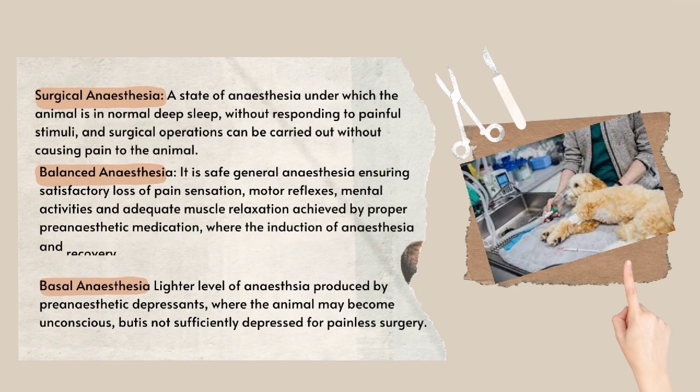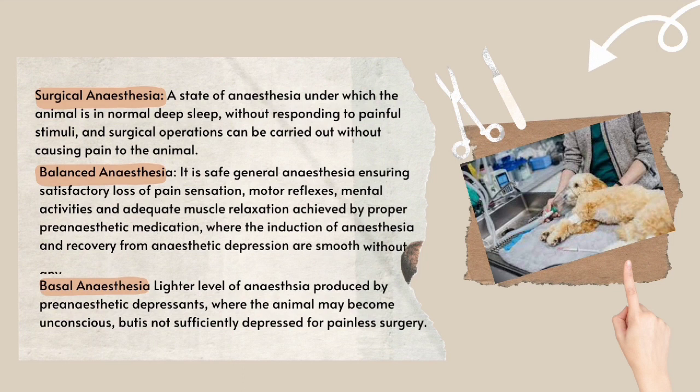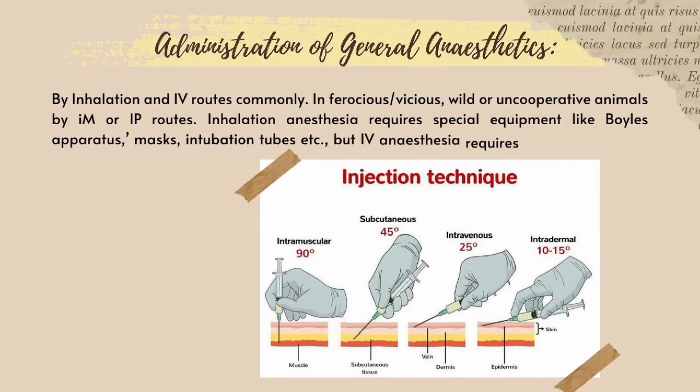Balanced anesthesia is a safe general anesthesia ensuring satisfactory loss of sensation, motor reflexes, and many others. Basal anesthesia is a lighter level of anesthesia produced by pre-anesthetic depression. Inhalation anesthesia requires special equipment like Boyle's apparatus, mask, etc., while IV anesthesia requires only a hypodermic syringe and a needle.